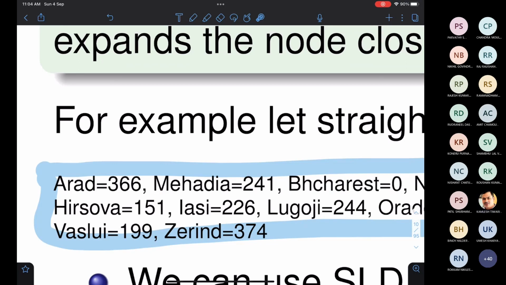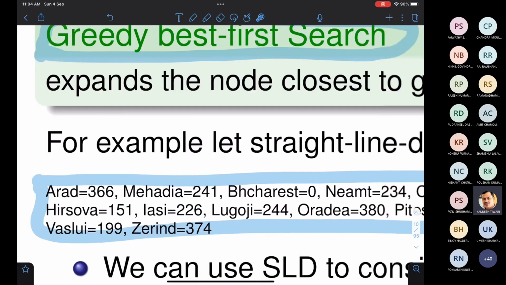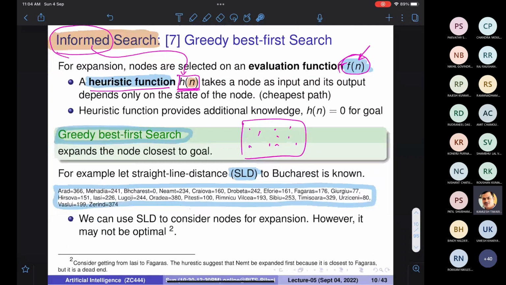Hirsova is 151. Iasi is 226. So these things are information. Let's assume that somehow somebody has computed and provided this information to you. Make sense? Okay, so how does this algorithm proceed?